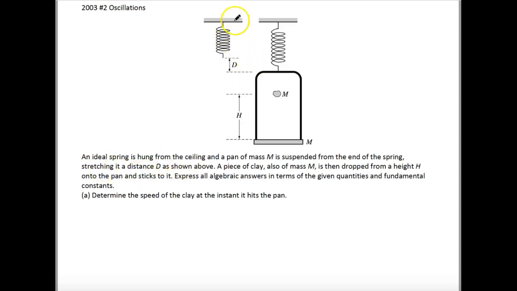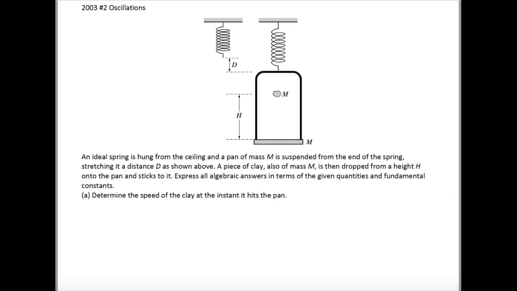In this one, we have an ideal spring hung from the ceiling, and a pan of mass M is suspended from the end of the spring. Here is the pan. It's got a big mass M, stretching the spring a distance of d. A piece of clay, also of mass m, so notice they both have the same mass, is then dropped from a height h, and it falls down and sticks to the pan. They want us to make sure we express all algebraic answers in terms of the given quantities and fundamental constants. Determine the speed of the clay at the instant it hits the pan.